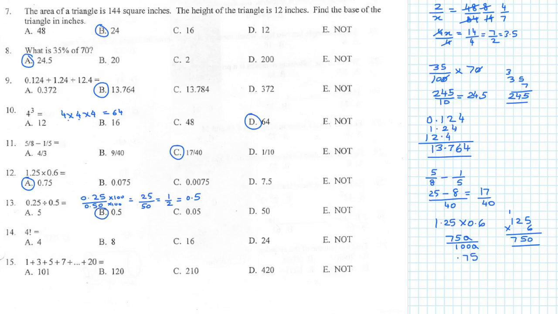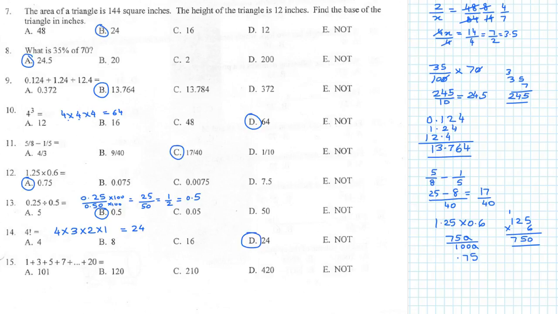Question 14. What is the value of 4 factorial? So 4 factorial is 4 times 3 times 2 times 1. So 4 times 3 is 12, and 12 times 2 is 24. So the answer is D, which is 24.